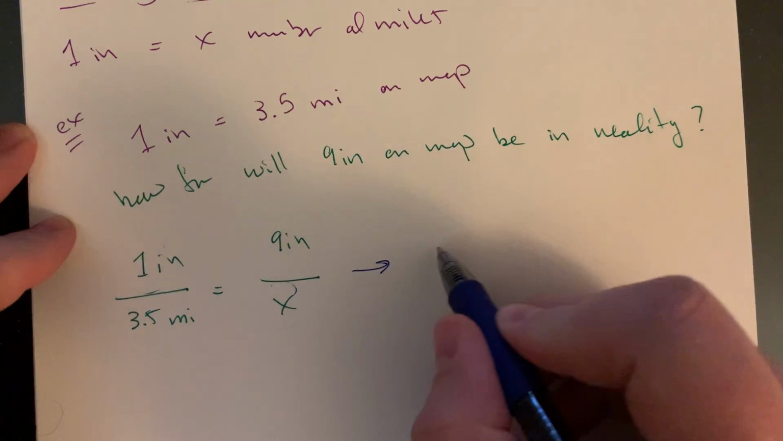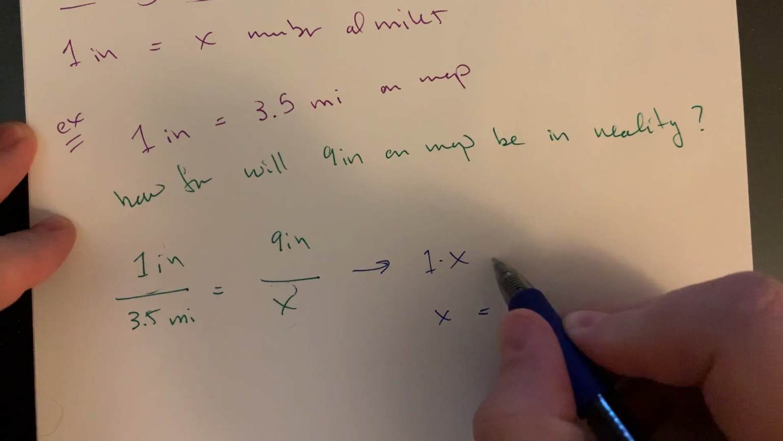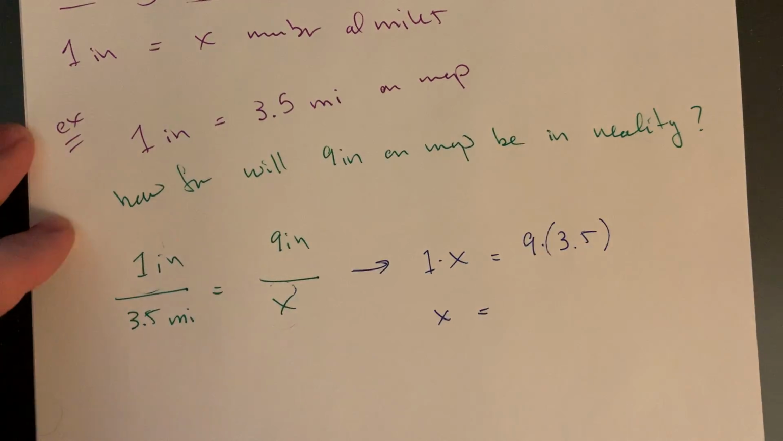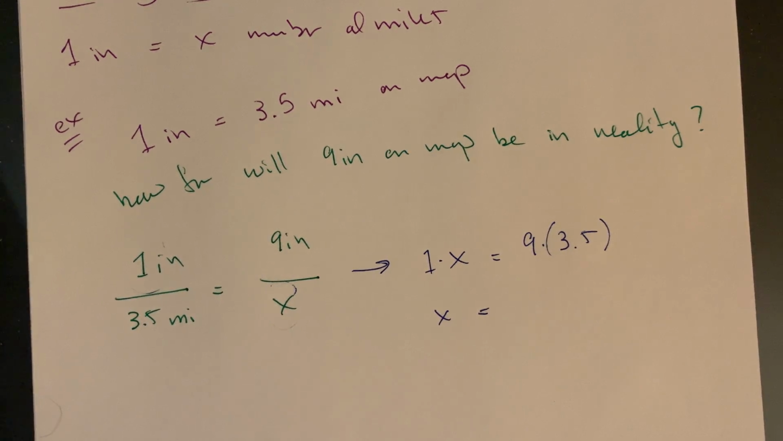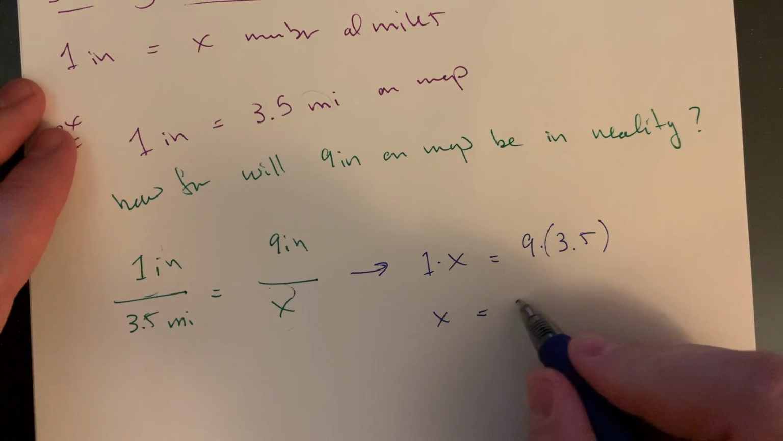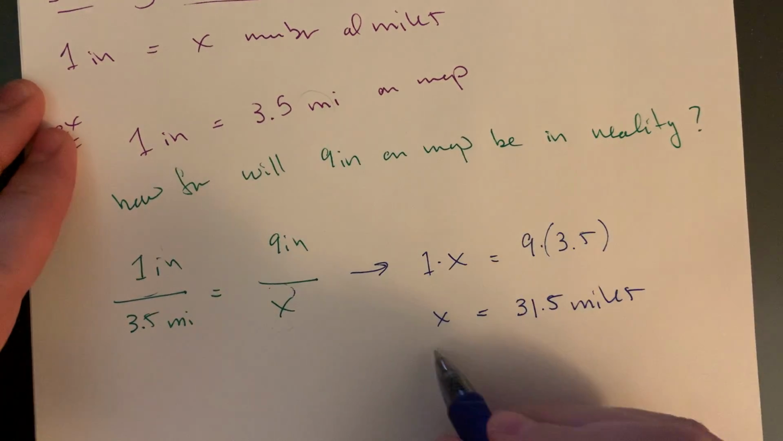My cross multiplication here, right, this is 1 times x, which is x, is going to be 9 times 3.5. What's that going to be? 9 times 3 is 27. Times 0.5, half of 9 is 4.5. 27 and 4.5 would be 31.5 miles.